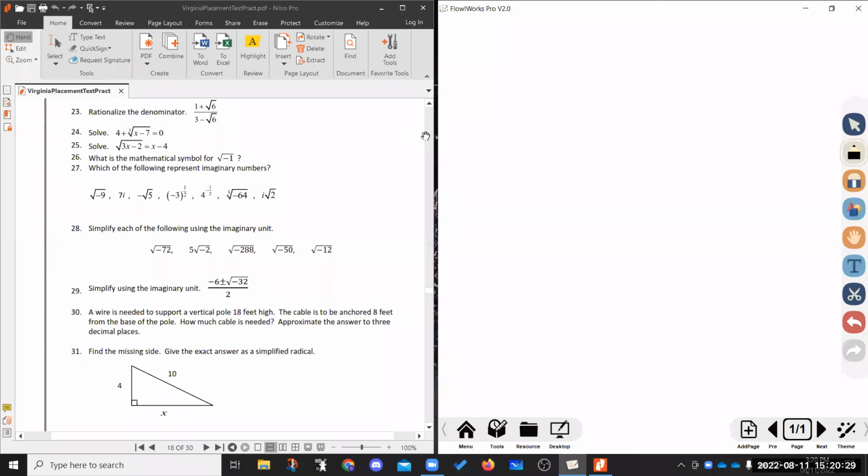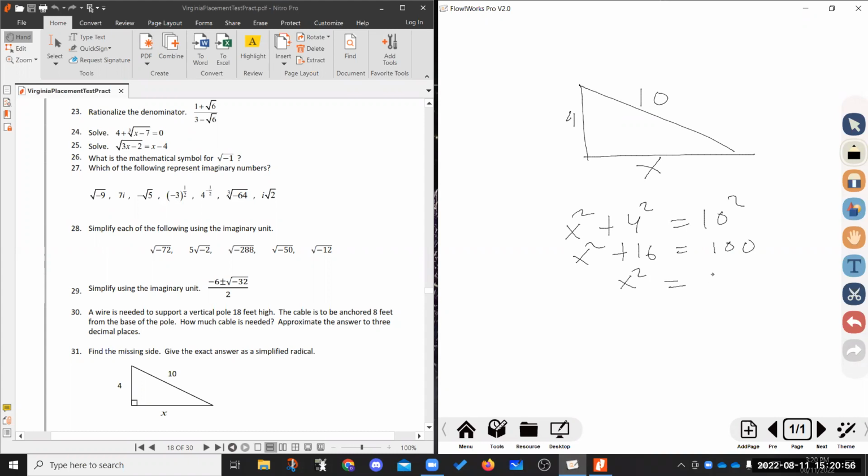Now we're going to find the missing side of this triangle, where this side is 4, this side is 10, this side is x. Again, we're going to be using the Pythagorean theorem here. x squared plus 4 squared is equal to 10 squared. x squared plus 16 is equal to 100. So x squared is going to be equal to 84. That's not a perfect square.